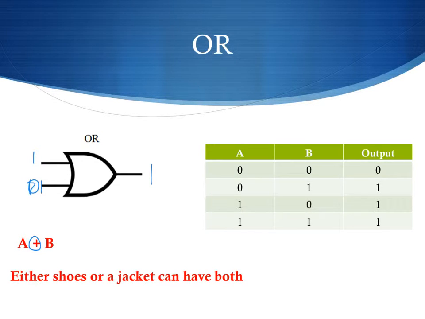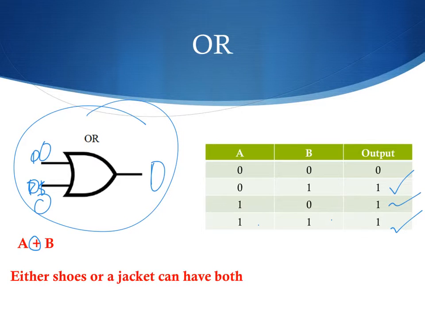If I have one of them there, that will still go through that logic gate. Can't have 0, 0. That will come out as a false. So neither shoes or a jacket can have both. So I've got one there, that works. I've got one there, that works. I've got one there, or I could pick that one there, that one works.